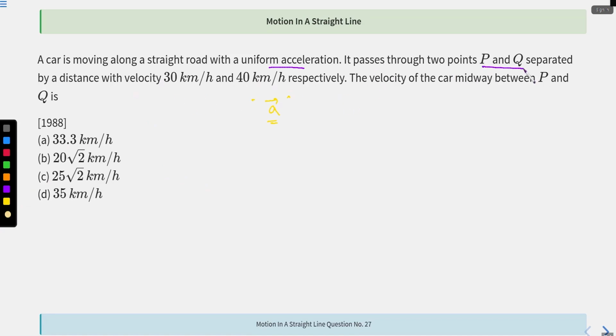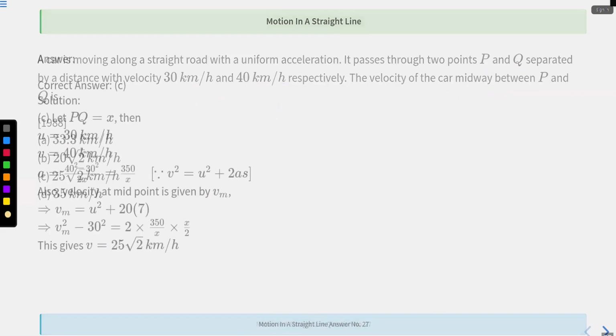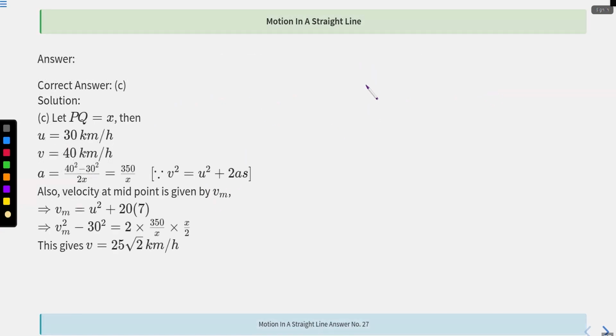It passes through points P and Q separated by a distance, with a velocity of 30 kilometer per hour and 40 kilometer per hour respectively. The velocity of the car midway between P and Q is? So the car is traveling between P and Q. Let's say that the distance between P and Q is x.